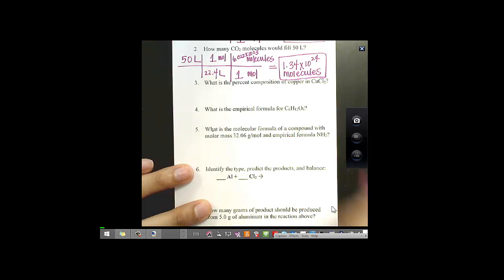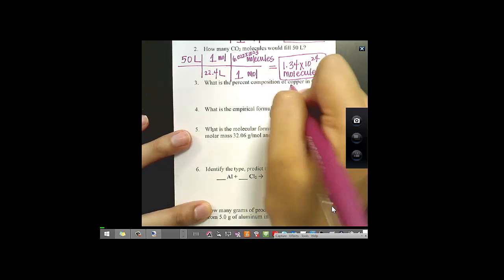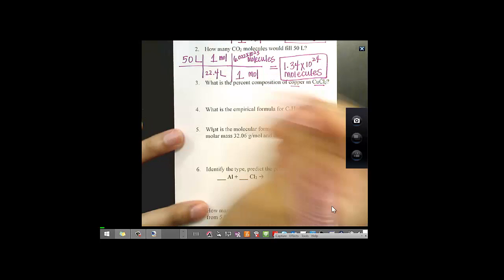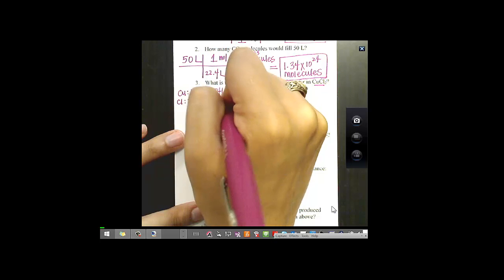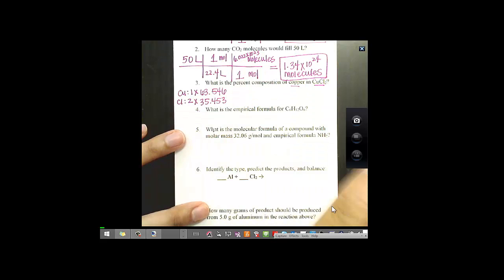All right, so number 3 says, what is the percent composition of copper in copper chloride? So the first thing we have to do is find the mass of copper and of chlorine. So copper on the periodic table is 63.546. Chlorine is 35.453.